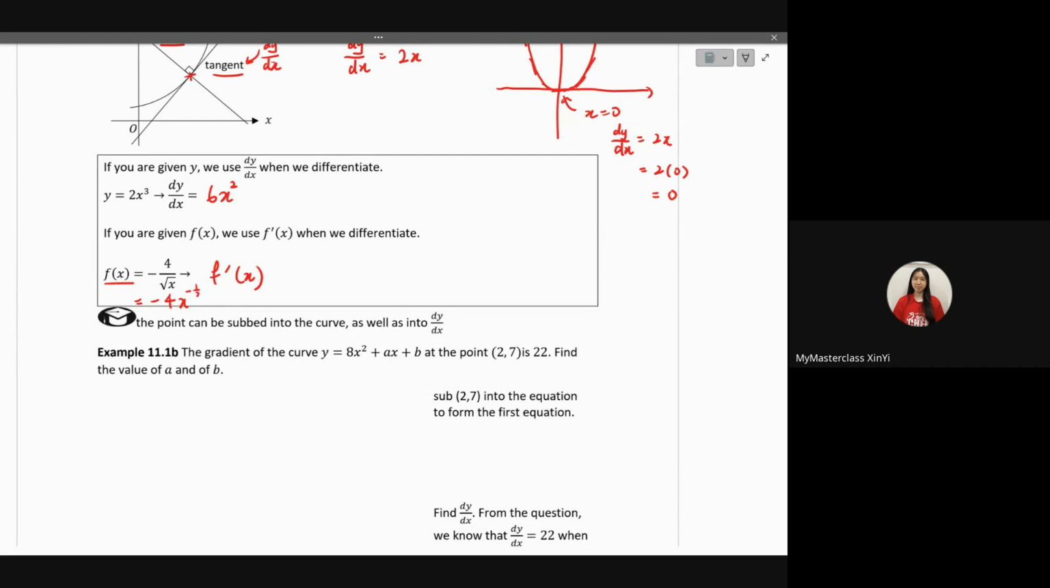Then now the chain comes in, bring down the power. -4 times -half, you will have a +2. Then reduce the power by what? -half minus 1 is -3 over 2. Then here, if you want to put it in positive power form, put it down.